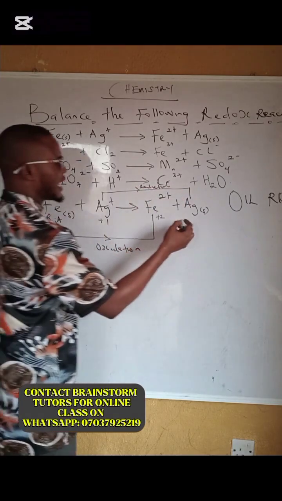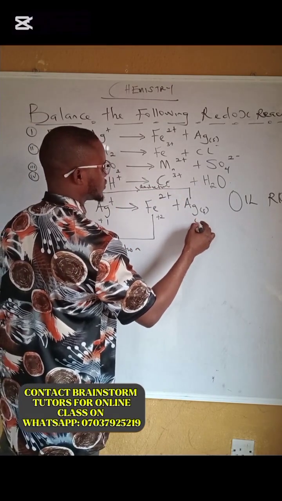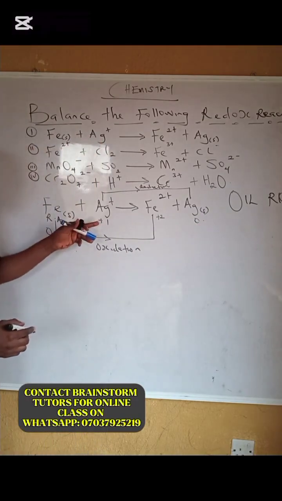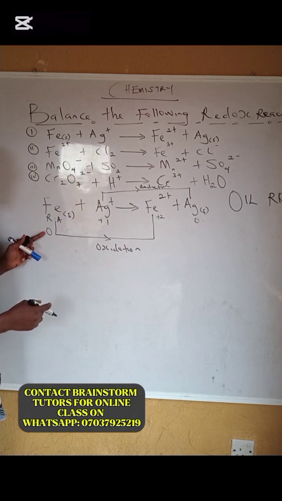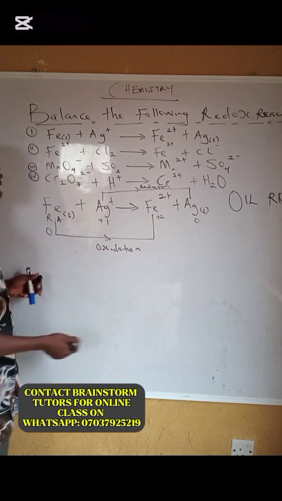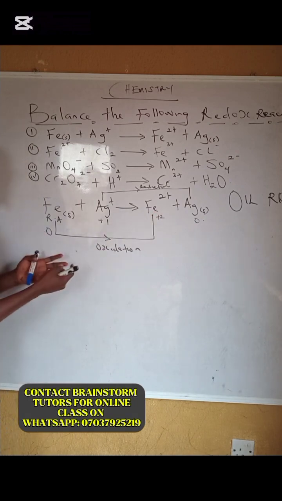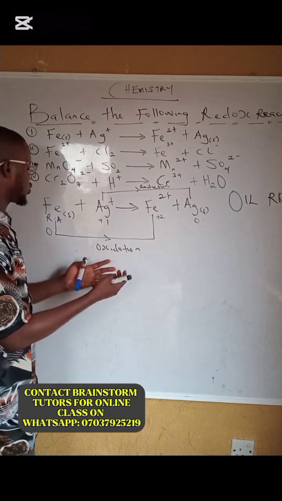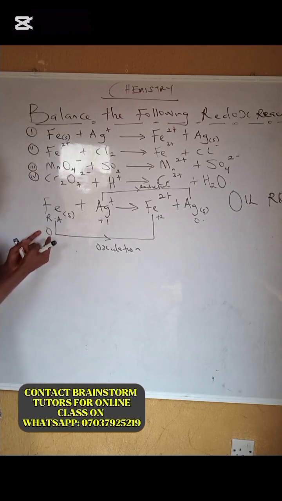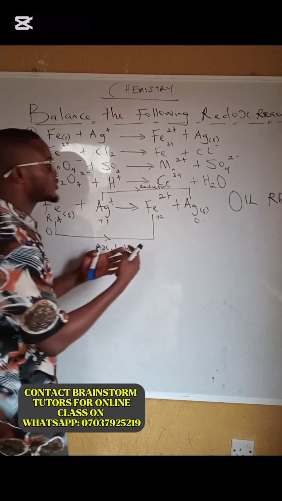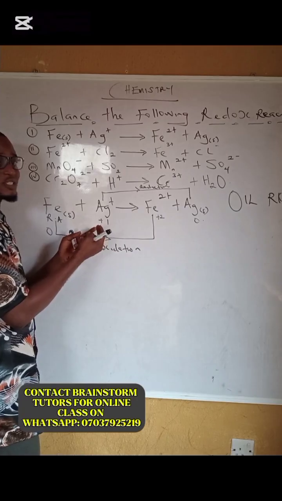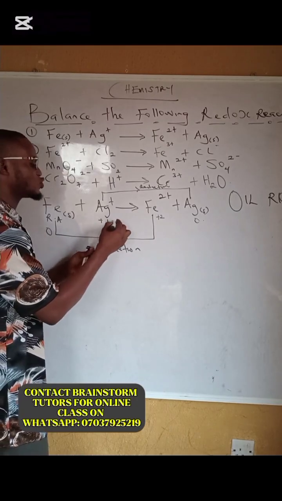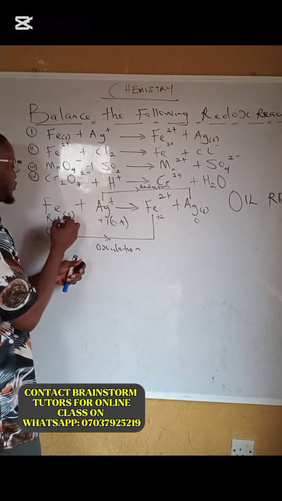So now here, it has been reduced to what? To 0. So it is +1 here, but here it has been reduced to 0. Here, this place is 0, and at this side it has been oxidized to 2. So once it's undergoing oxidation, the oxidation number of that substance will increase, while once it's undergoing reduction, the oxidation number of the substance has to be reduced. Like what we have here.